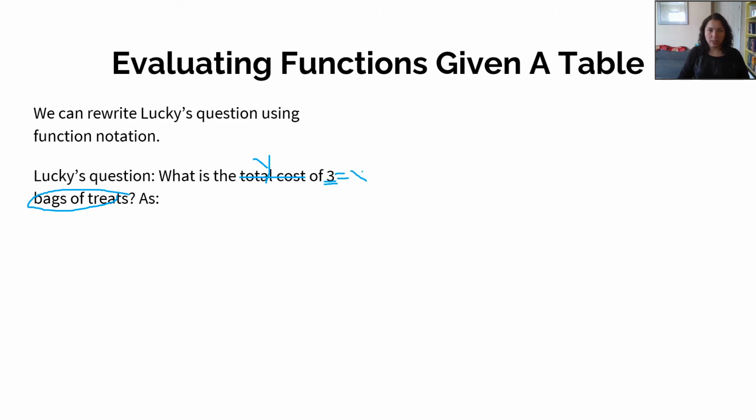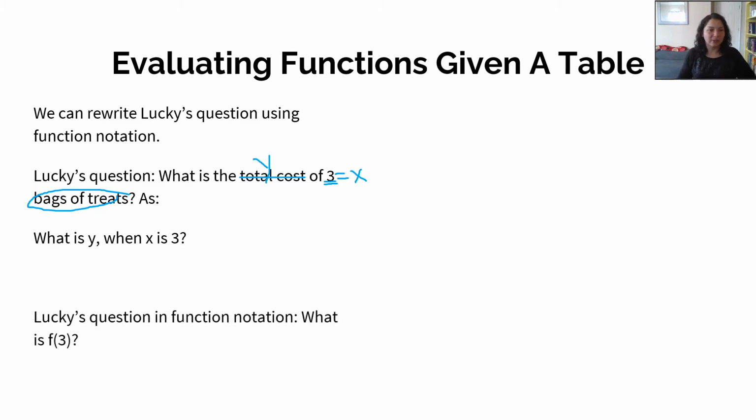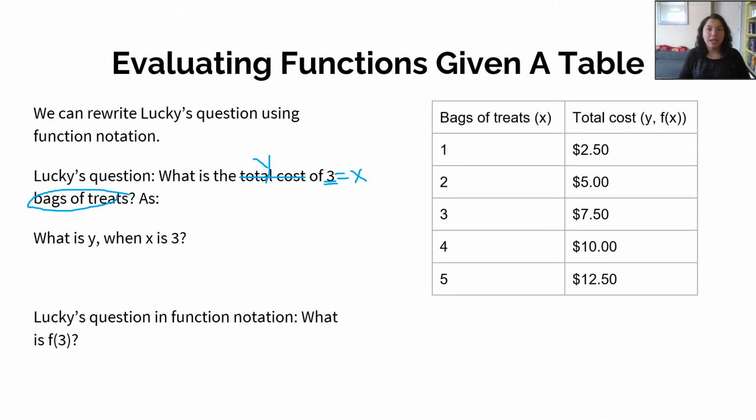And that kind of sounds like what we were doing earlier, right? So what is Y when X is 3? We already know what that's going to look like. Lucky's question in function notation would be f of 3. And this is kind of our completed table that we had at the beginning.